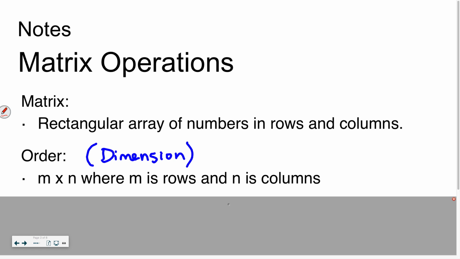So I'm also going to write this down. Rows by columns. So, rows by columns. If you're ever asked to name the order of a matrix, I want you to list rows by columns.